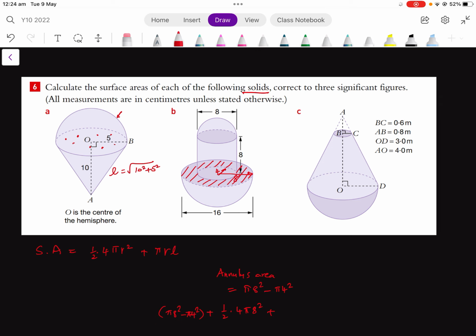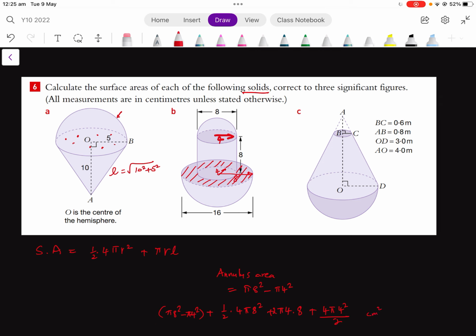Let's move on to the curved surface. The curved surface, once opened, of the cylinder will be pi 4 square, this is 4, into height of 8. So this is 2 pi into 4 into 8. That will give me the curved surface area, plus the small hemisphere on the top with the radius of 4. So that is 4 pi 4 square divided by 2. And that should be the answer in centimeter square.